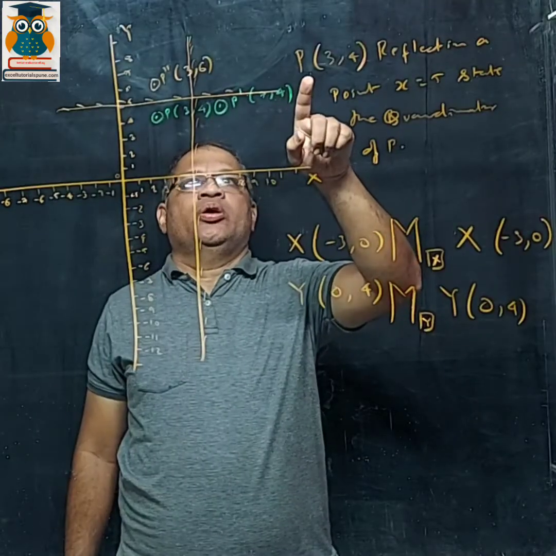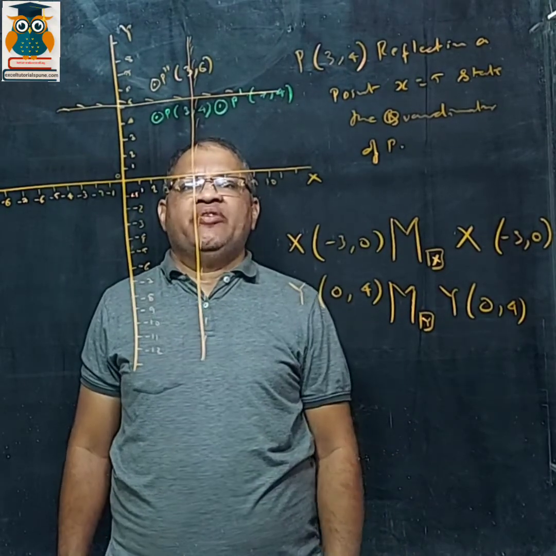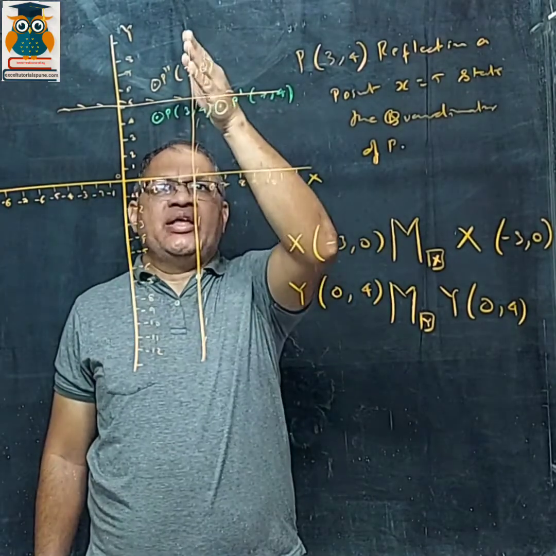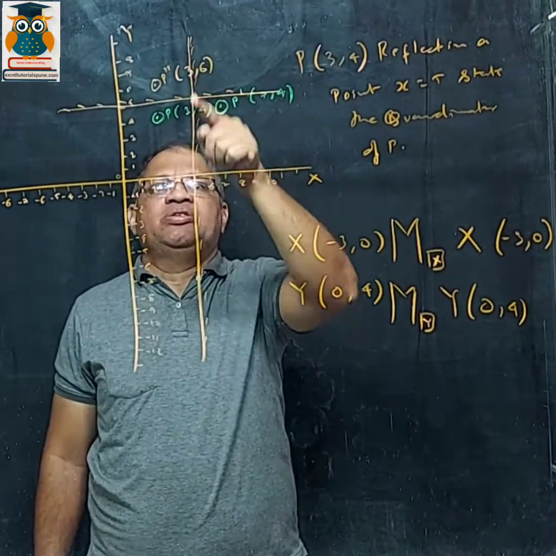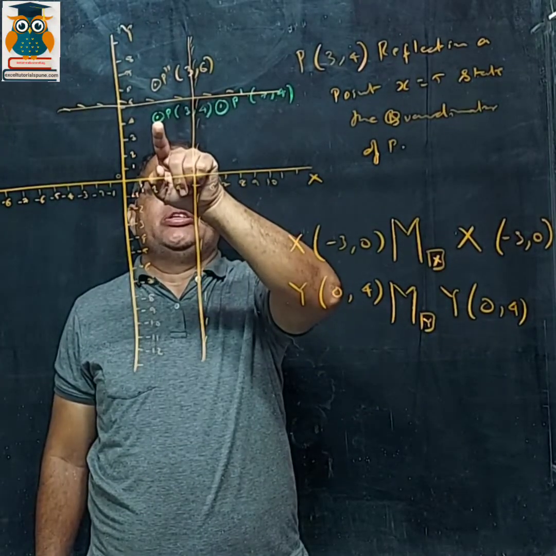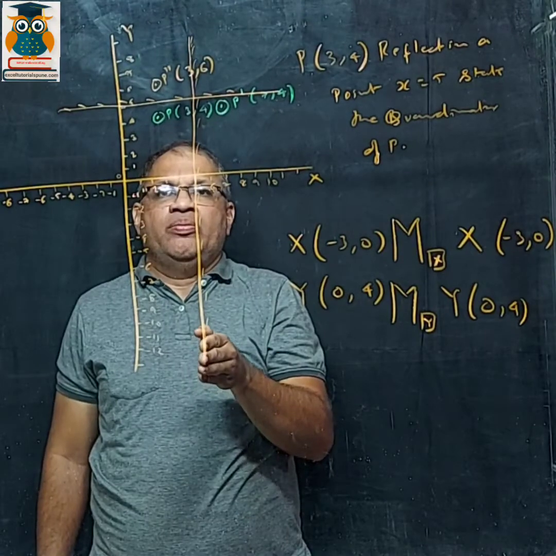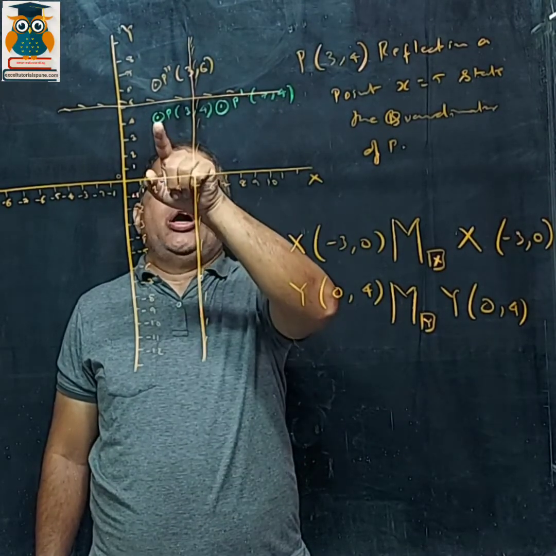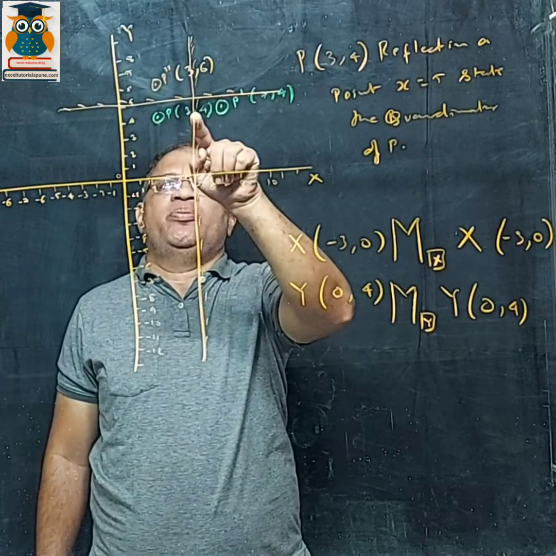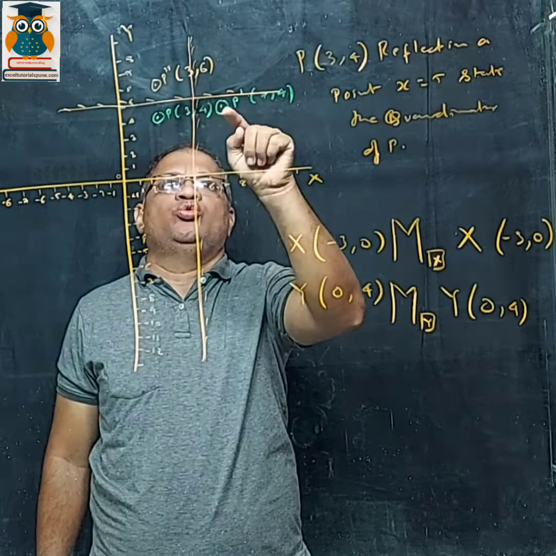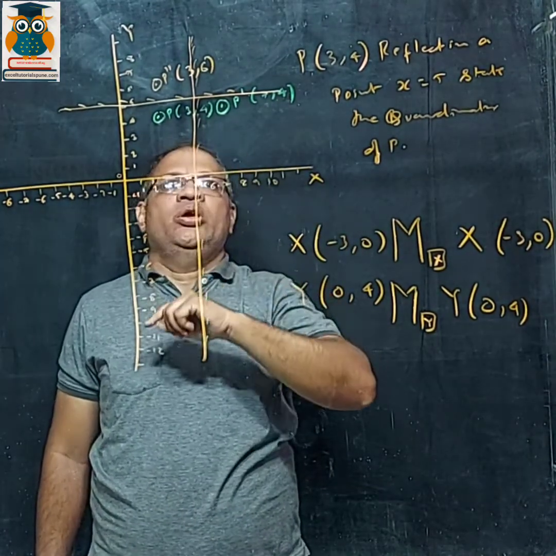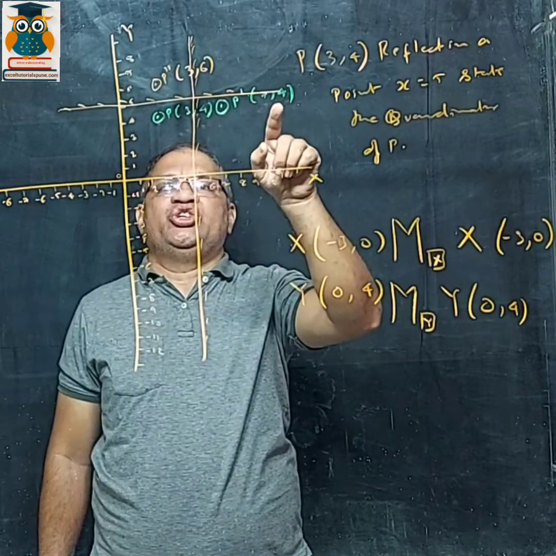Now supposing P (3, 4) is reflected in the line x = 5. This is the x-axis and this is the mirror. x = 5 means this is the line passing through this 5 over here. So this point P is reflected in the line x = 5. Whatever distance from here to here, that much distance on that side. The distance is 1, 2, so here also 1, 2. So it will become (7, 4). That means y will not change, but the x coordinate changes.